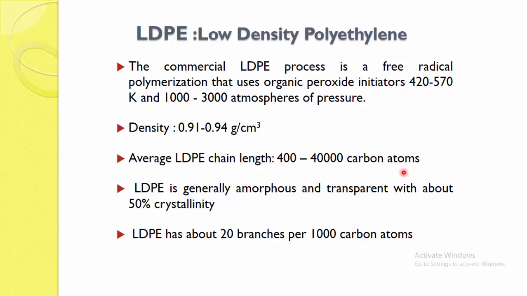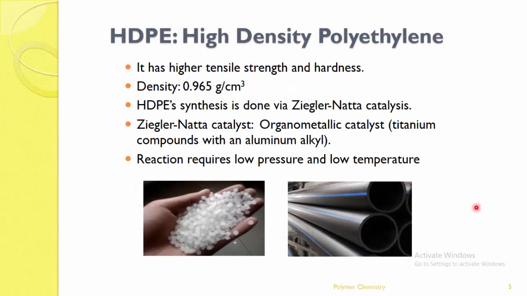Density here is 0.91 to 0.94 grams per centimeter cube, where the average chain length of low density polyethylene is 400 to 40,000 carbon atoms. LDPE is generally amorphous and transparent with about 50% crystallinity. LDPE has about 20 branches per 1000 carbon atoms. So these are certain things regarding LDPE, low density polyethylene.